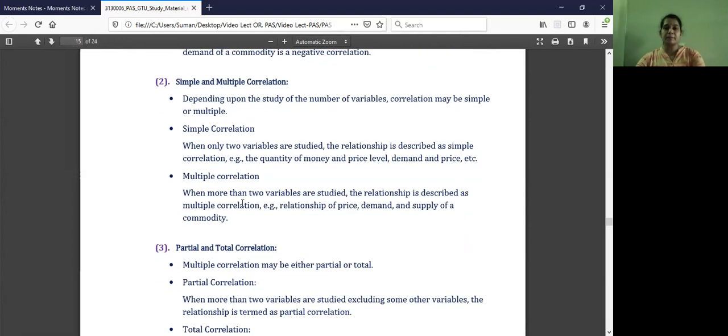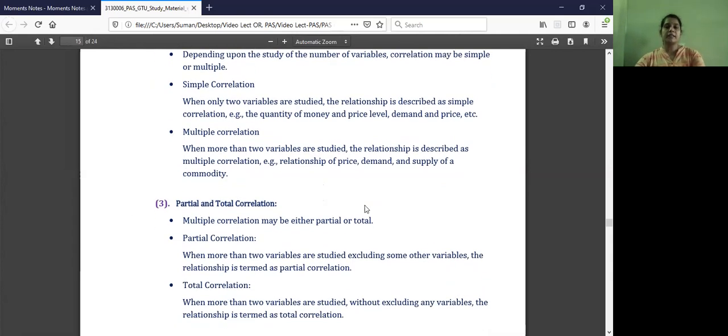The second is multiple correlation. When more than two variables are studied, the relationship is described as multiple correlation. That means with only two variables, this is simple correlation, and with more than two variables, this is multiple correlation. For example, the relationship of price, demand and supply. So these are three variables: price, demand, and supply of a commodity.